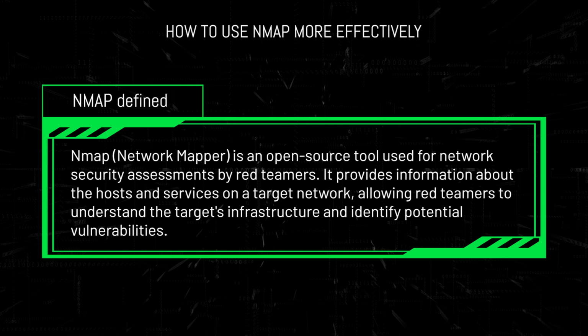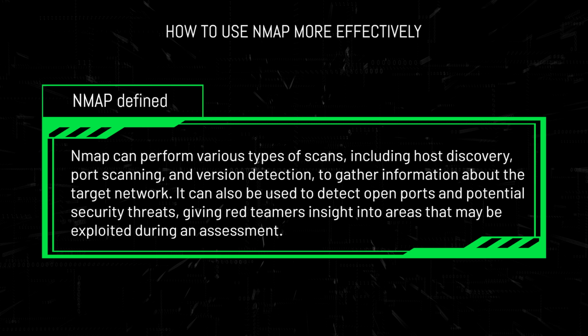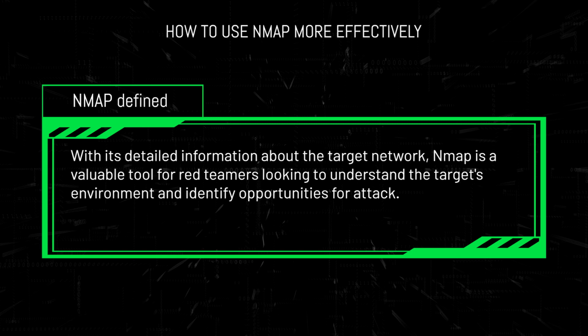and identify potential vulnerabilities. Nmap can perform various types of scans, including host discovery, port scanning, and version detection to gather information about the target network. It can also be used to detect open ports and potential security threats, giving red teamers insight into areas that may be exploited during an assessment. With its detailed information about the target network, Nmap is a valuable tool for red teamers looking to understand the target's environment and identify opportunities for attack.